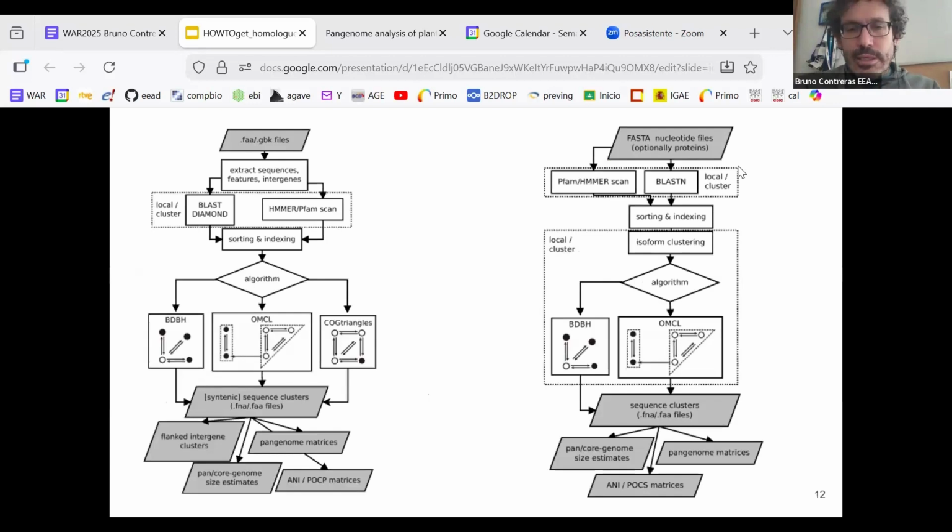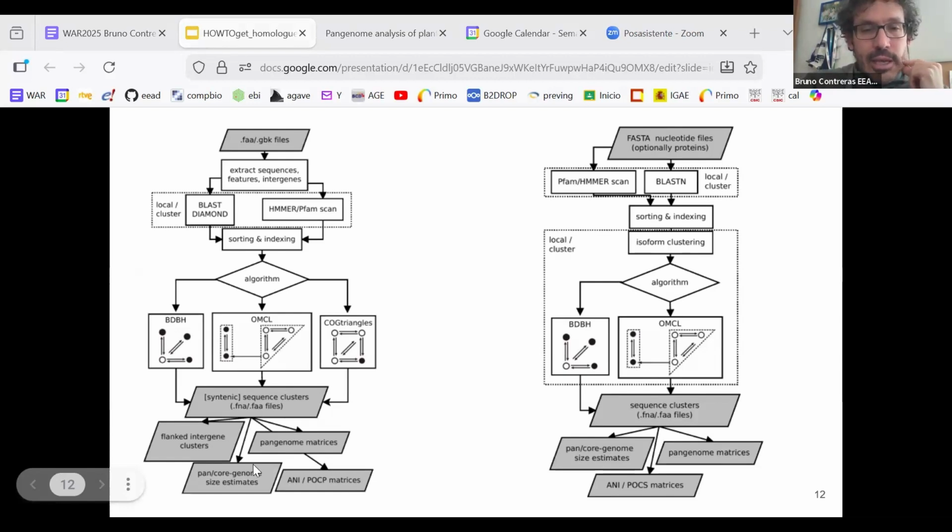So here you have flowcharts of get homologs on the left and get homologs EST on the right. There's a lot of things going on here. What I want you to look at is mostly the boxes in the bottom, which are the output of the algorithm. You can get a few things out of the algorithms. You can get clusters. This is the main output of these algorithms. Sequence clusters, which are in FASTA format. They can be both amino acid and nucleotide clusters.